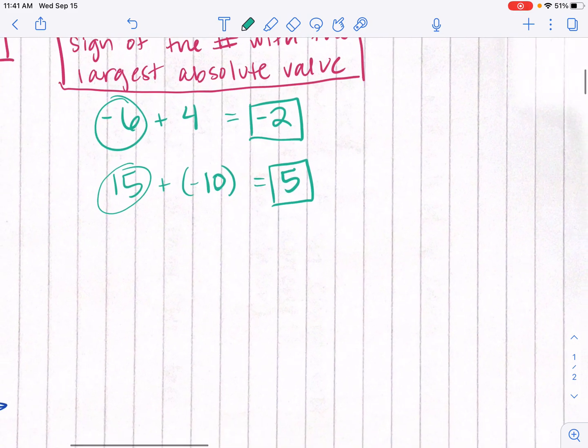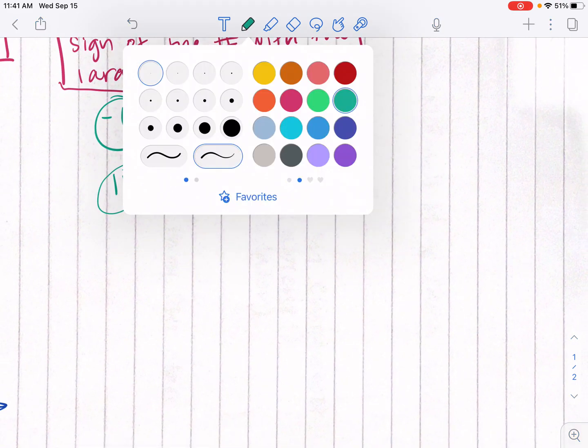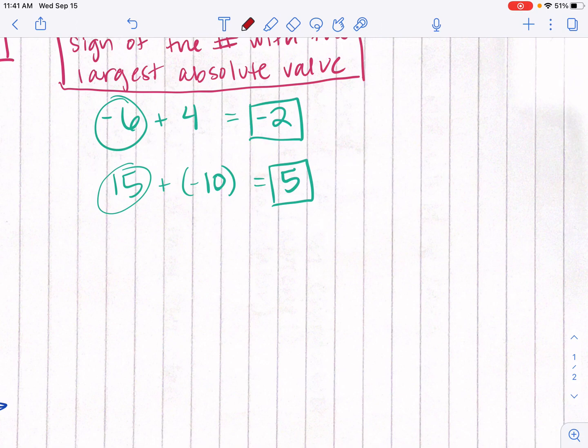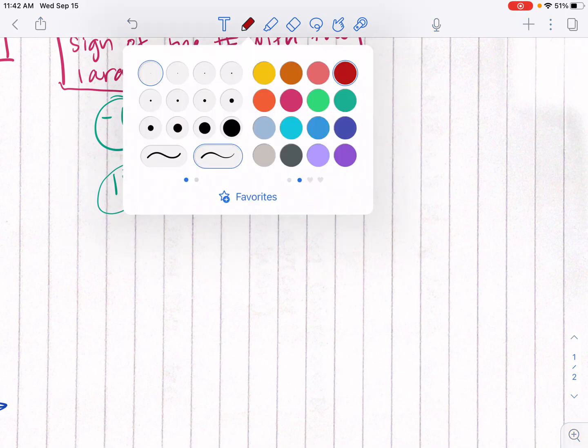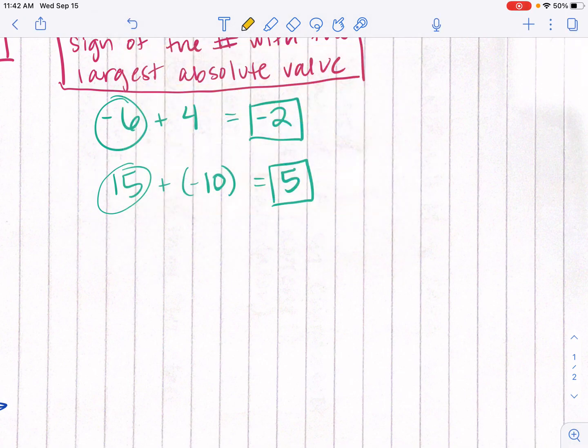Okay, let's talk about what this looks like with chips. So if I had 3 positive chips, so this is, I guess I should have made those yellow. Let's do that. Gives you a chance to catch up. So let's make these yellow because most of the time we do positive chips yellow. So 3 positive. So this means I have positive 3.